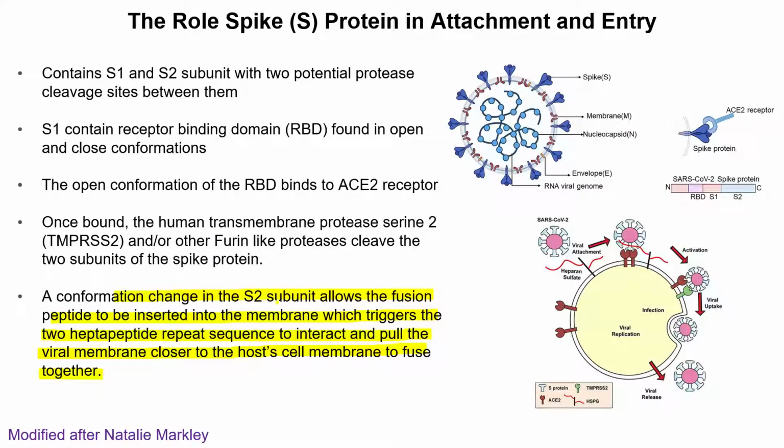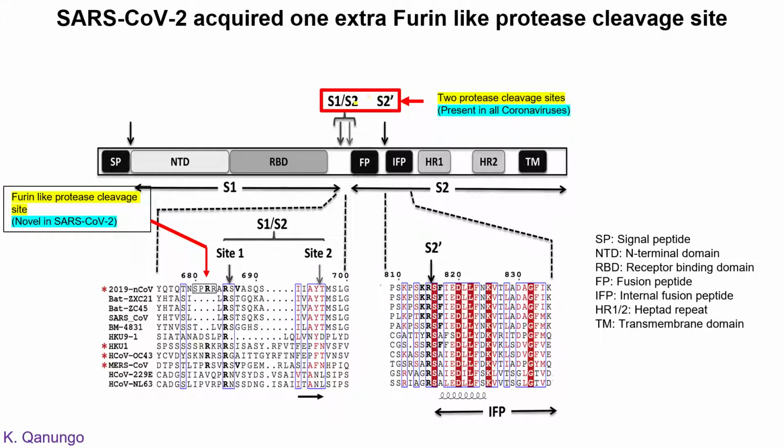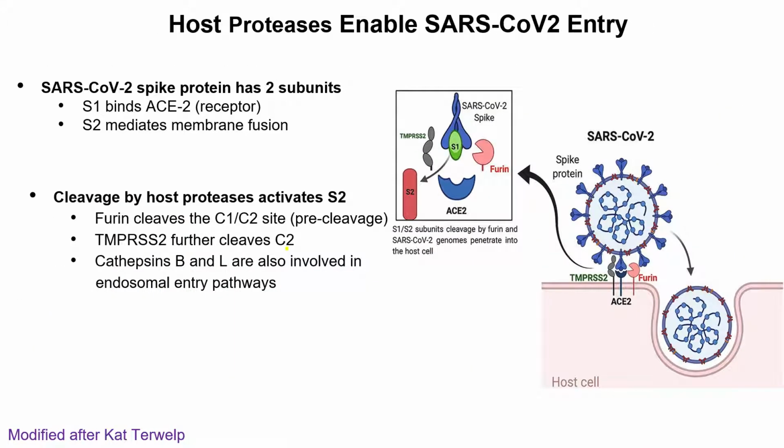Remember that this is what we call S1, S2, and the S2 prime. Instead of S, this figure uses C1 and C2. And we are going to see that cathepsin B and L are also involved in the endosomal entry pathway, in a second. But here, this is what is needed: just remember that at the plasma membrane you have TMPRSS2 and furin. These are the two proteases implicated in removal of the S1 subunit. So what is happening?